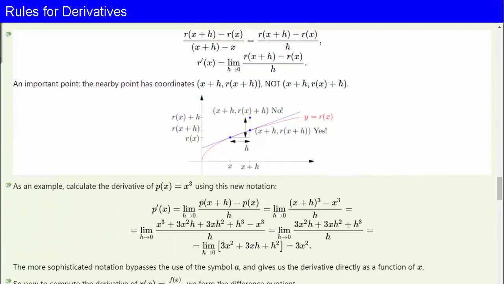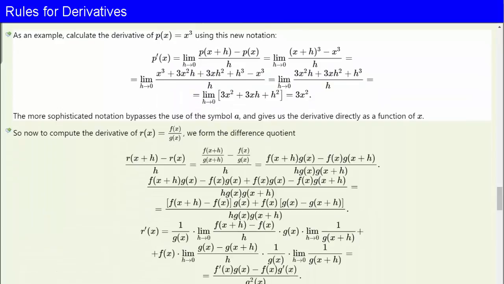So the slope of the chord line is r at x plus h minus r at x over x plus h minus x. And that's just r at x plus h minus r at x over h. And the limit which gives the derivative can now be written r prime at x equals the limit as h goes to 0 of r of x plus h minus r of x divided by h. An important point. The nearby point has coordinates x plus h, r at x plus h, not x plus h, r of x with h added to it.